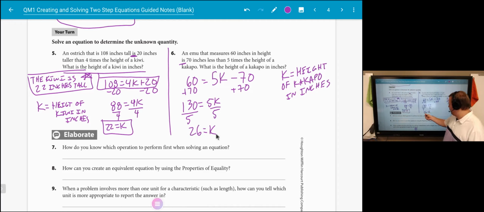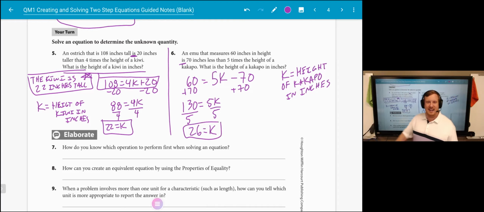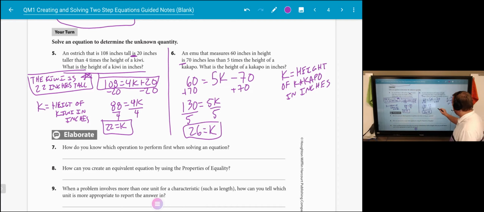And you can check it. 5 times 20 is 100. 5 times 6 is 30. 100 plus 30 is 130. Great. 26 equals K. Yay. Not so fast, my friend. We've got to say what it means. The height of the cockapoo in inches: the cockapoo is 26 inches tall.